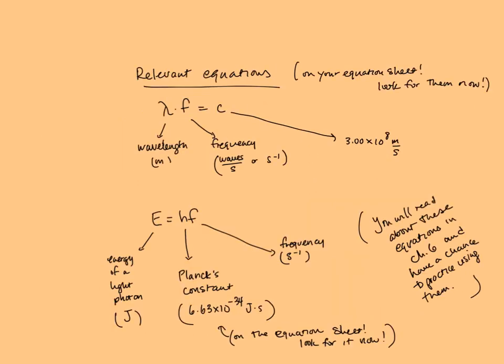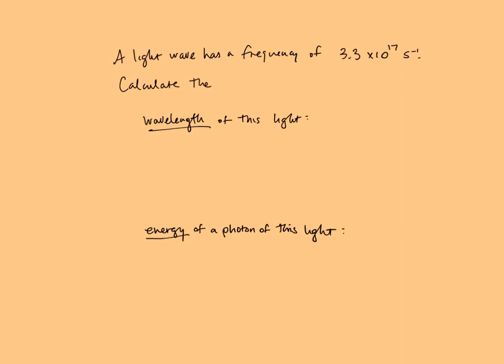There are some relevant equations to be found on your equation sheet related to frequency, energy, wavelength, and speed of light. Here they are labeled for you. Please copy these into your notes, and we'll try using them in the next slide. So here is a sample problem. Given the frequency of a light wave at 3.3 times 10 to the 17th seconds to the minus 1, calculate the wavelength and the energy using the equations on the previous page. Pause and check your work when you are finished.